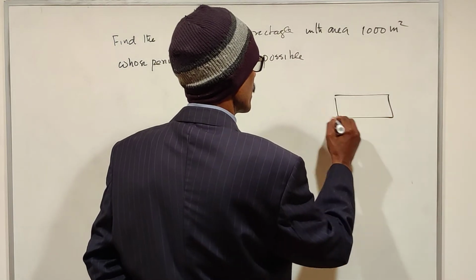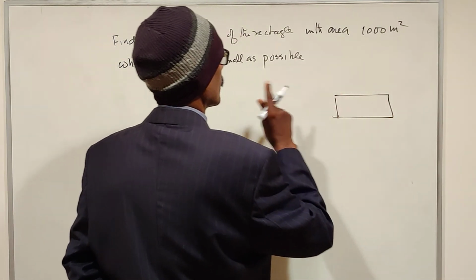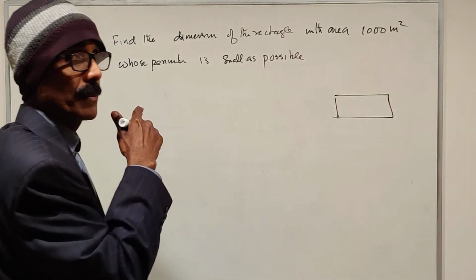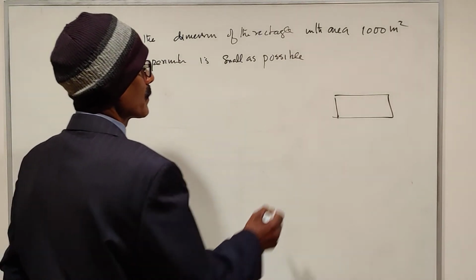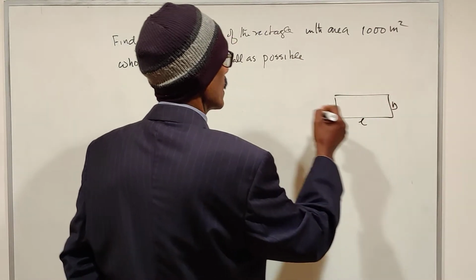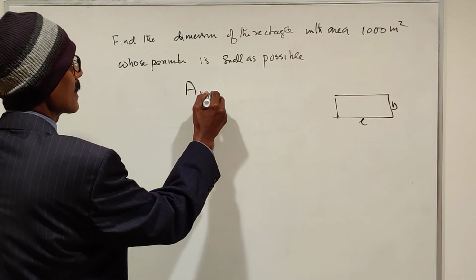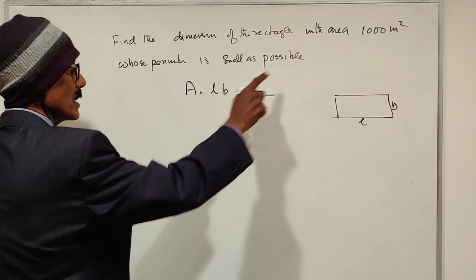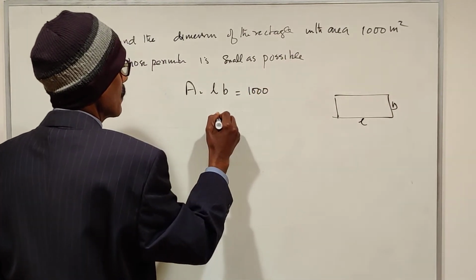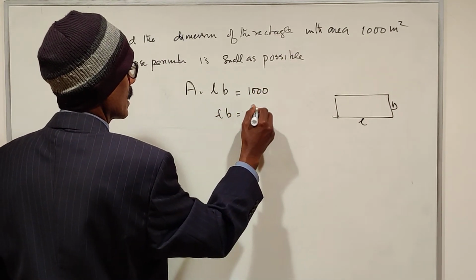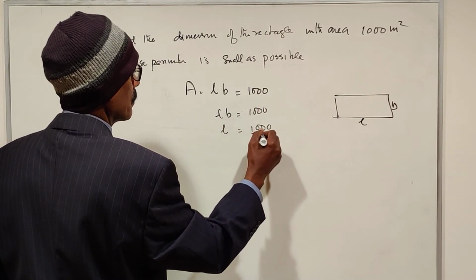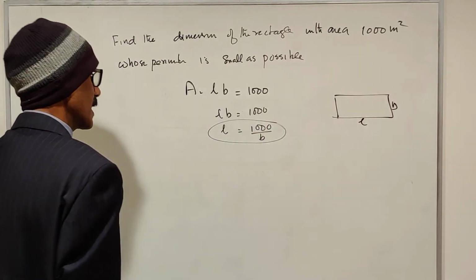The same question but different. See, here area is given. Before, perimeter was given, right? So here, area equals length into breadth, and area is given: LB equals 1000. L is equal to 1000 divided by B. Okay, that is the condition.